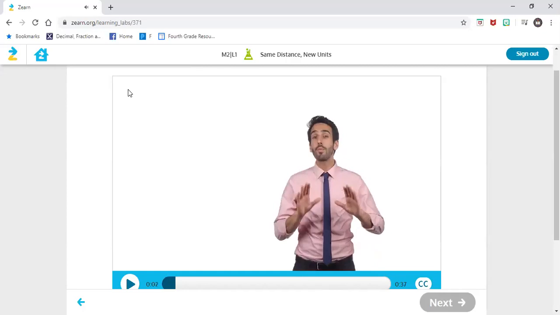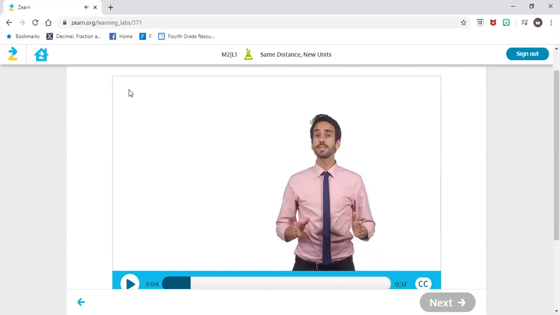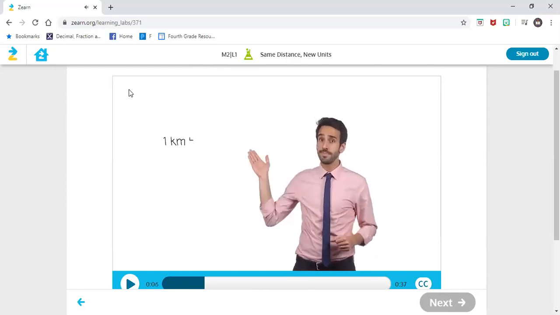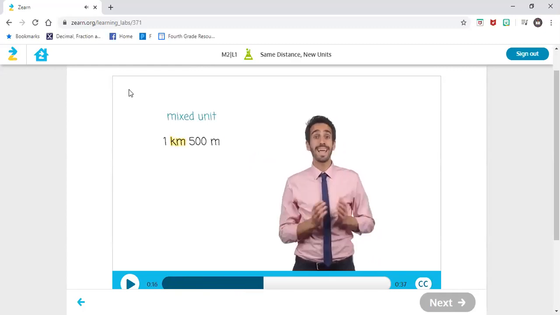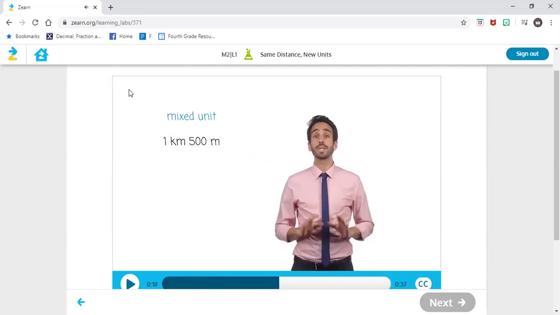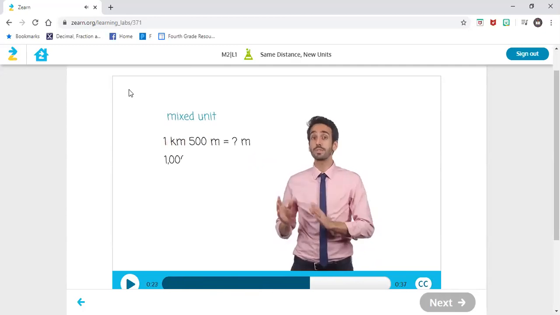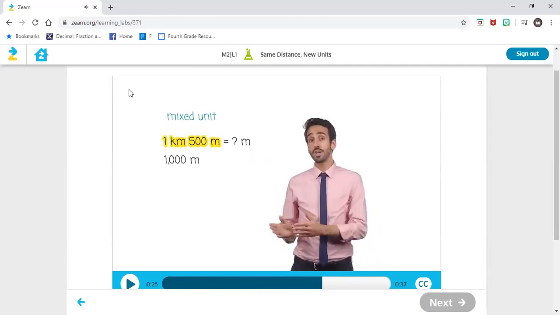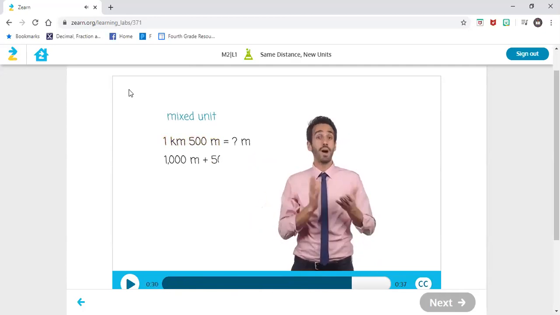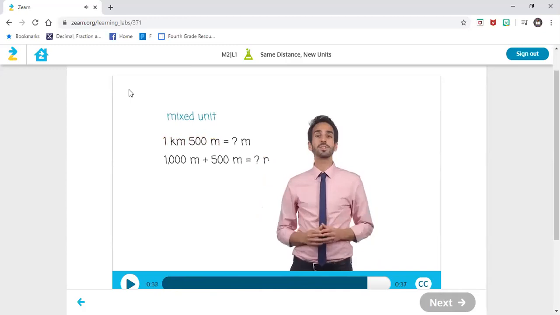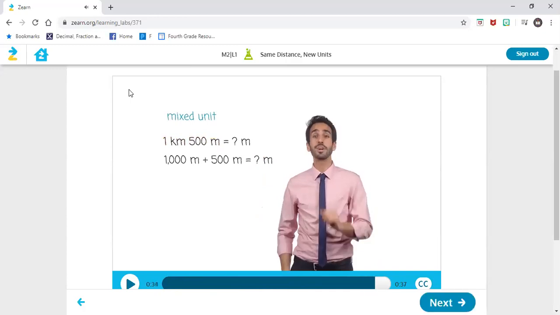Let's try one more type of conversion now. This time we'll look at a measurement like this. 1 kilometer, 500 meters. This is called a mixed unit because it uses two different units, kilometers and meters. We'll rename it using only meters. Remember, 1 kilometer equals 1,000 meters. So 1 kilometer 500 meters equals 1,000 meters plus 500 meters. Finish the addition and then try some on your own.